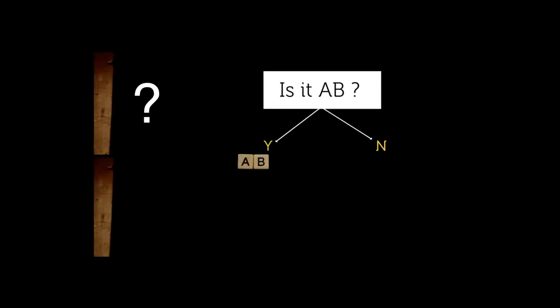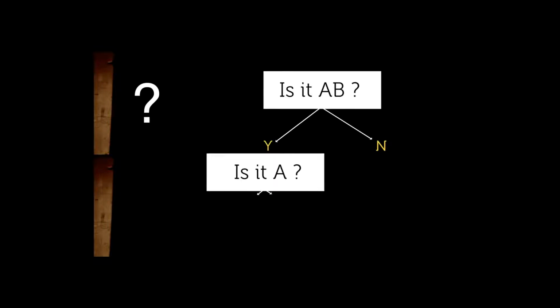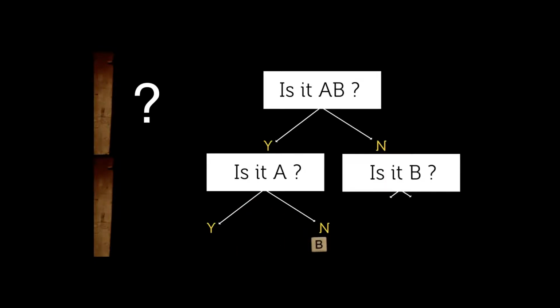So we simply pick one, such as, is it A? And after this second question, we will have correctly identified the symbol. So we can say the uncertainty of machine 1 is 2 questions per symbol. Now, what about machine 2?